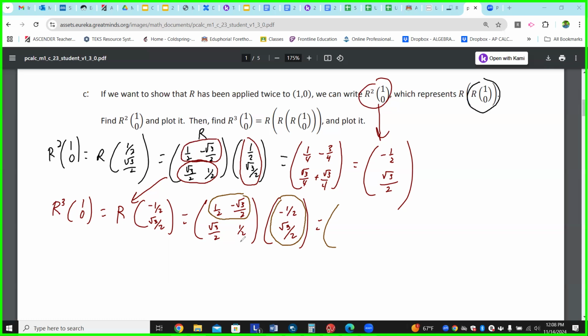That should be your final answer. Did everyone get that? All right, let's make sure we're correct. 1/2 times -1/2 gives me. Very good. Negative square root of 3/2 times square root of 3/2 would give you. Good. The square root of 3 times square root of 3 would just turn into a regular 3, and then 2 times 2 is 4. Right, and that's what I did. It's -1.